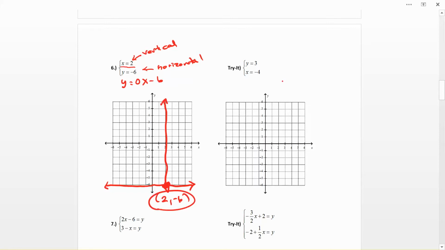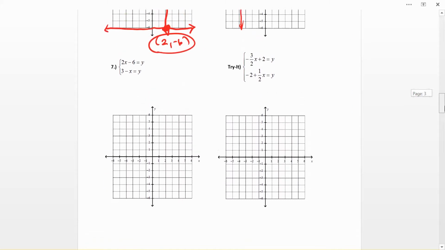And you'll get a very similar thing here. Your y is equal to 3. That gives me a horizontal line for my first one. My x is equal to -4. X equals is always vertical, undefined slope. My intersection point is where they cross, which in this case is -4 and 3 for my x and y points.